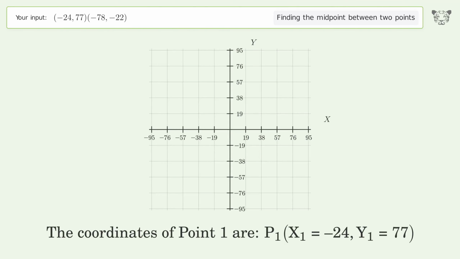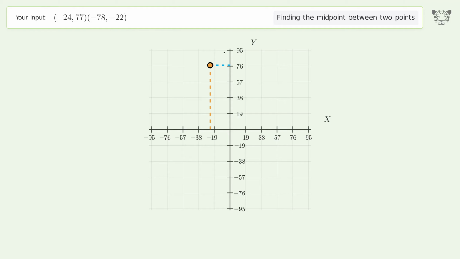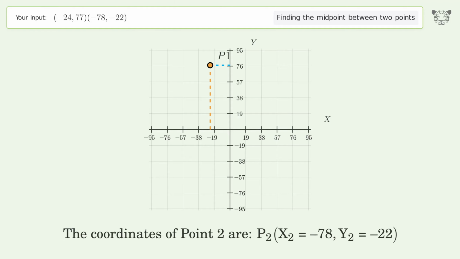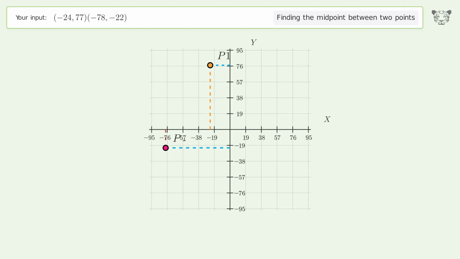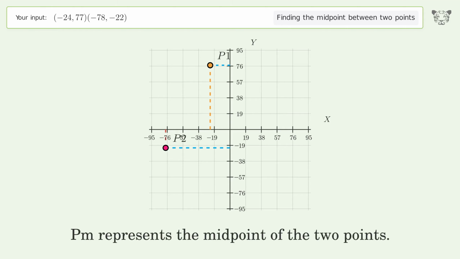The coordinates of point 1 are x1 equals negative 24, y1 equals 77. The coordinates of point 2 are x2 equals negative 78, y2 equals negative 22. PM represents the midpoint of the 2 points.